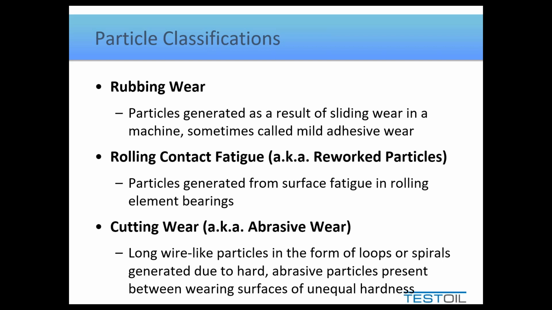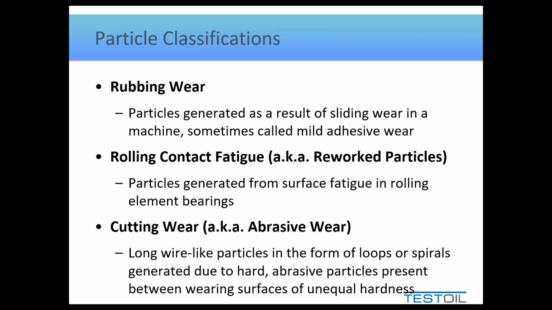If it's much larger than 5 microns, typically it's an abnormal wear mechanism anyway. The rest of the ones I'm going to show you were always considered abnormal. So quickly, there's rubbing wear, which is just kind of a sliding wear, or what some people call adhesive wear. Rolling contact fatigue is a rolling type of wear, so this would occur in rolling element bearings. But after that, everything else is considered abnormal.